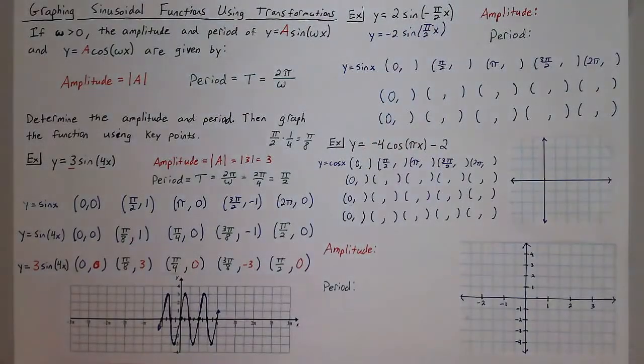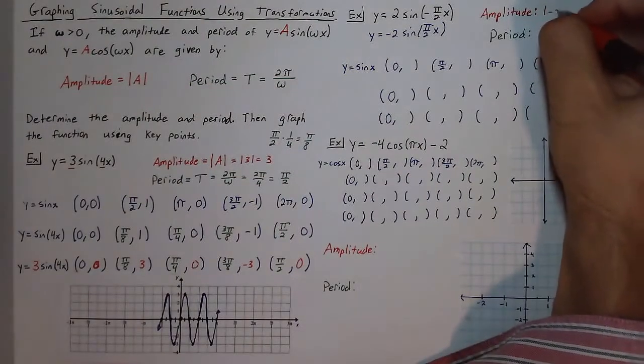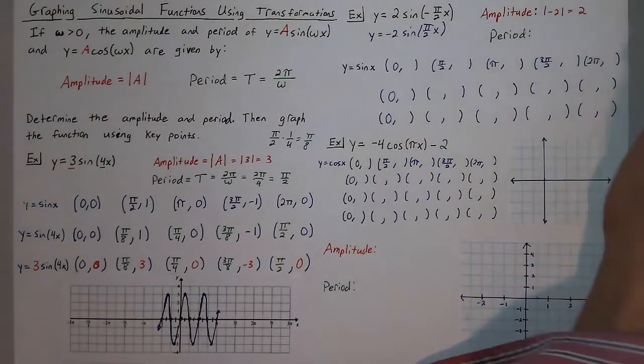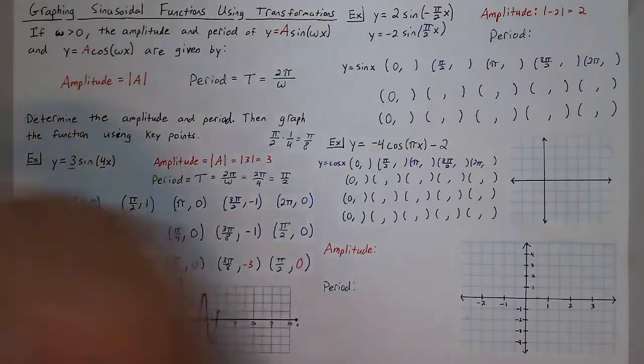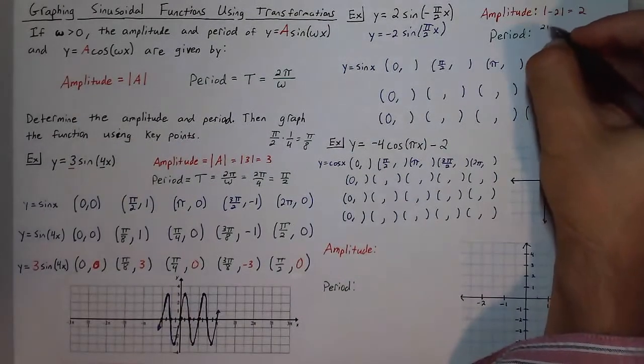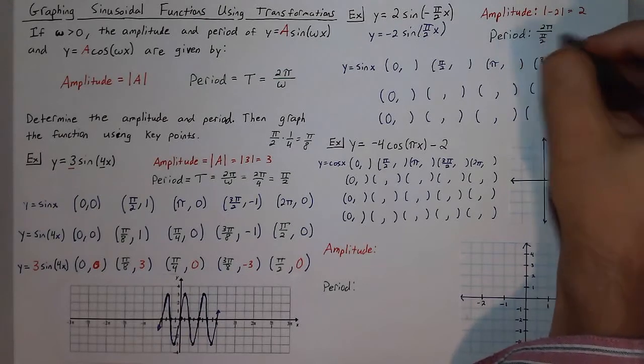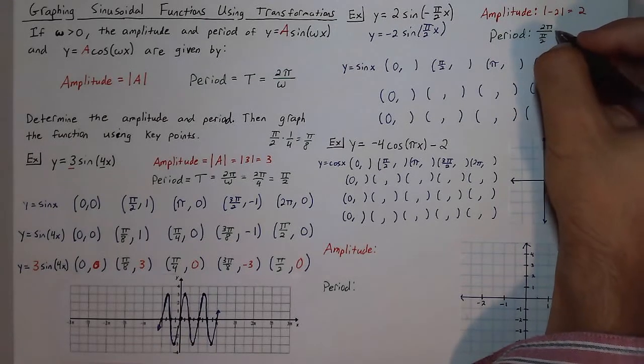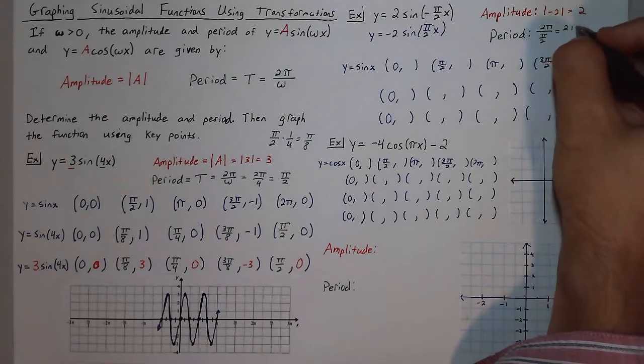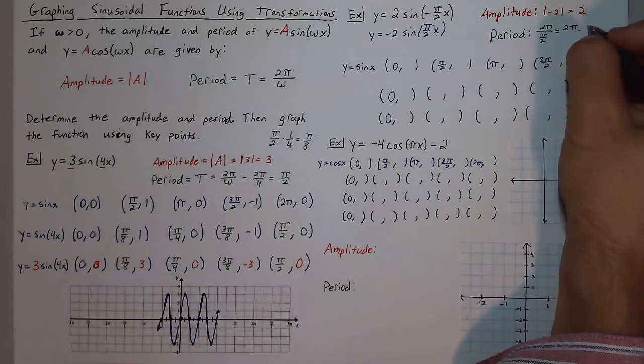Now the amplitude of this graph would be the absolute value of negative 2, which is 2. So that's done. The period, on the other hand, will be 2 pi divided by pi over 2. Simplifying that to make it a little easier to see, it's 2 pi times 2 over pi.